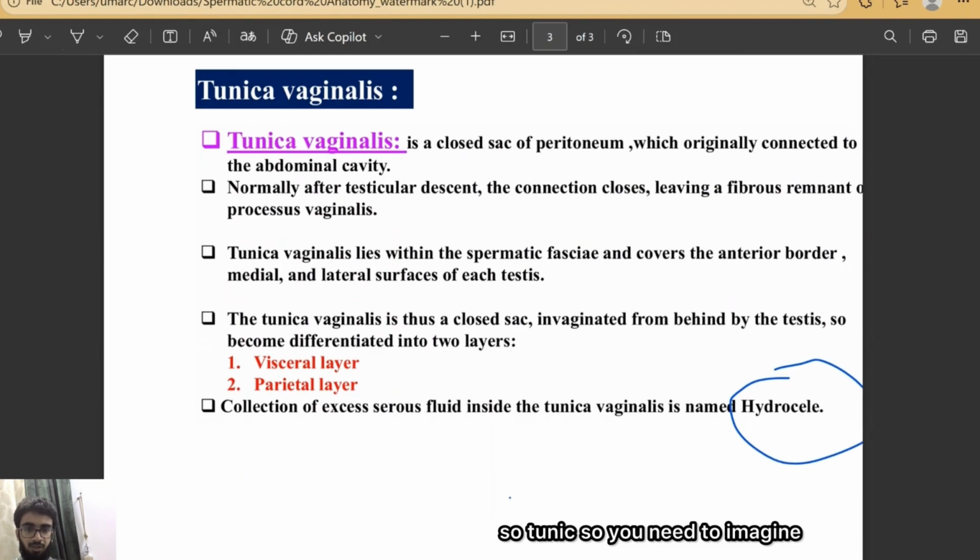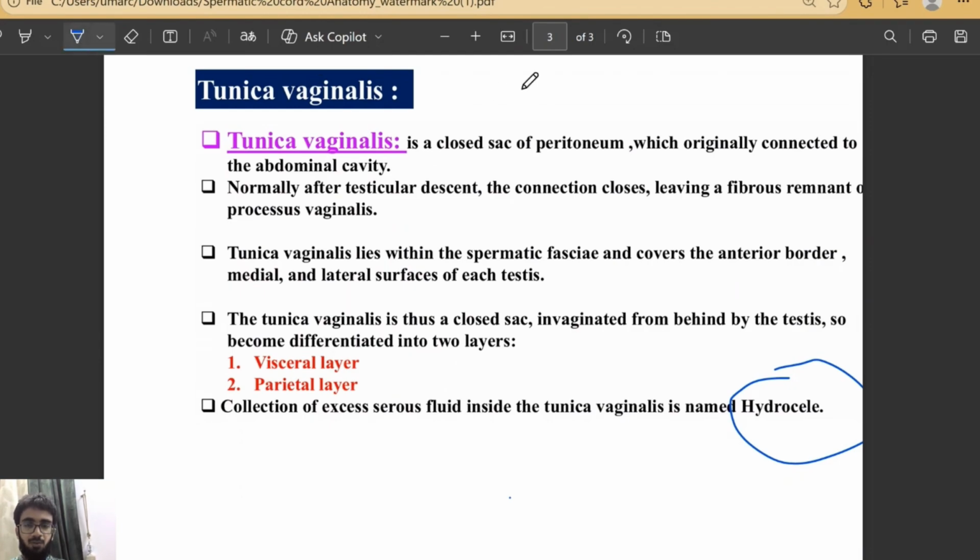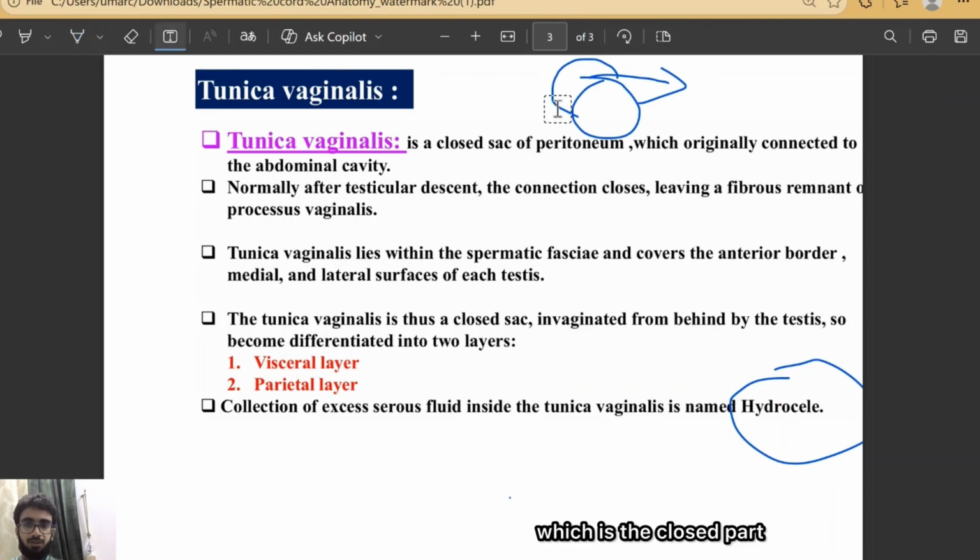You need to imagine that the testis is a small ball, and when it's going down, it brings a little pouch of peritoneum with it, which is a covering, and this whole pouch we call the processus vaginalis. So when the processus vaginalis closes around the testis, we call it the tunica vaginalis, which is the closed part.